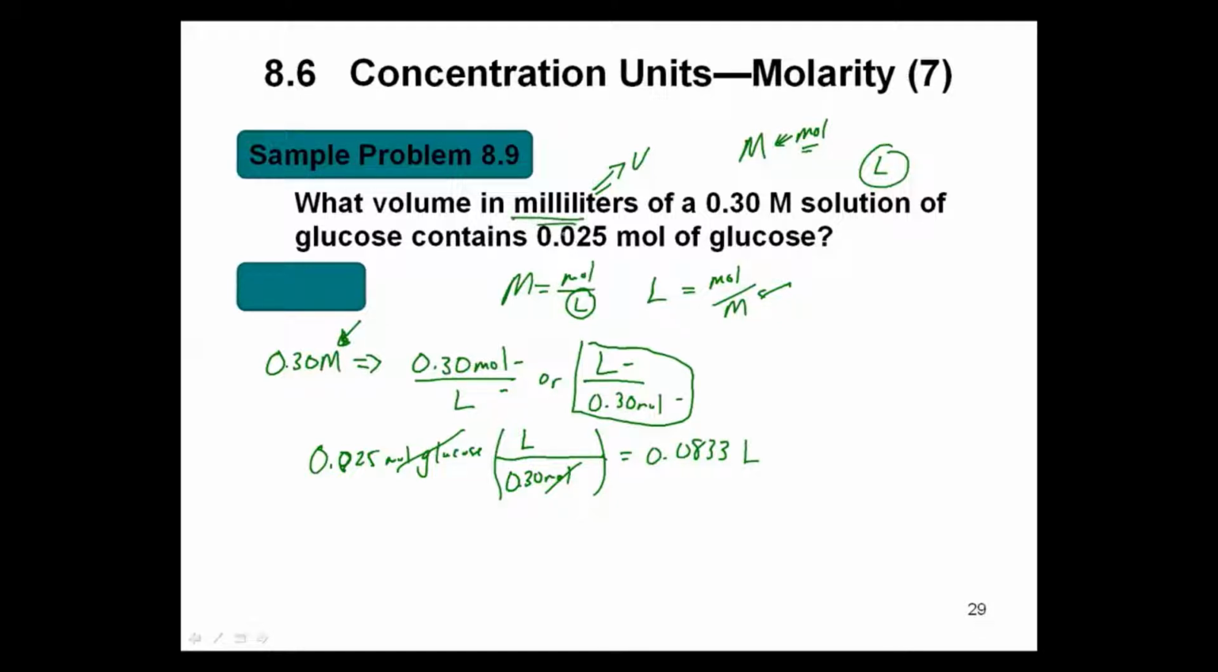But again, a very common conversion with solutions is liters to milliliters, milliliters to liters. So here, again, 1 liter is 1,000 milliliters. So the liters will cancel. We're going to move the decimal over 3 places to the right. That's going to give us 83.3 milliliters.